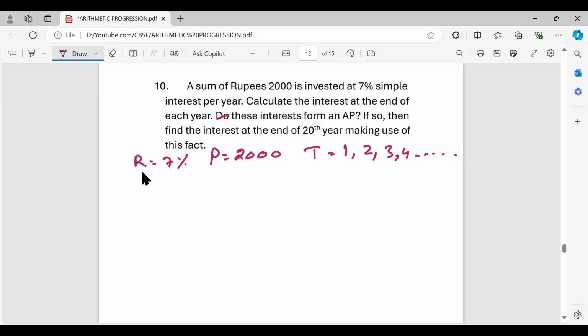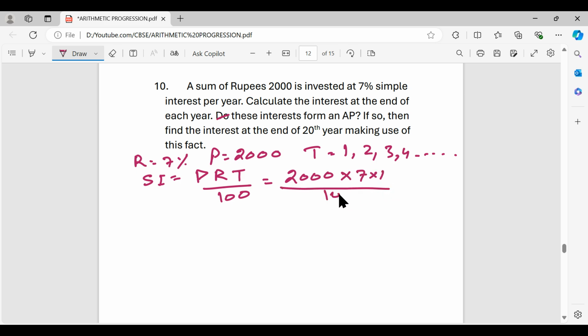Now, so we know that simple interest equals PRT over 100. So 2000 times 7 times 1 over 100, and then you get 140. Okay, so this is your simple interest for the first year.